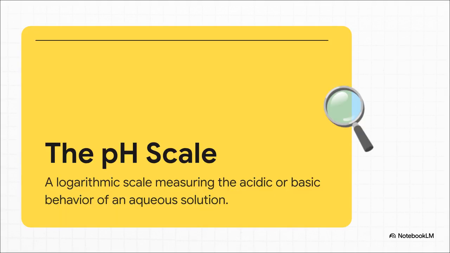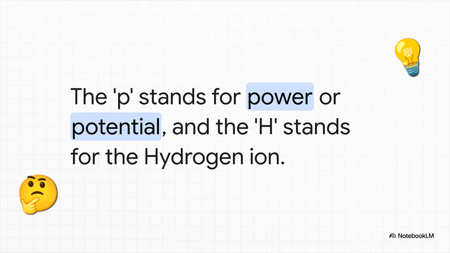So what is this thing exactly? Well, the pH scale is basically a system we use to measure how acidic or how basic a water-based solution is. It's kind of like the universal ruler for acidity and alkalinity. And the name itself gives us a huge hint. The P actually stands for potential, or power, and the H, well, that stands for hydrogen. So when we're measuring pH, what we're really measuring is the power of hydrogen inside a solution.